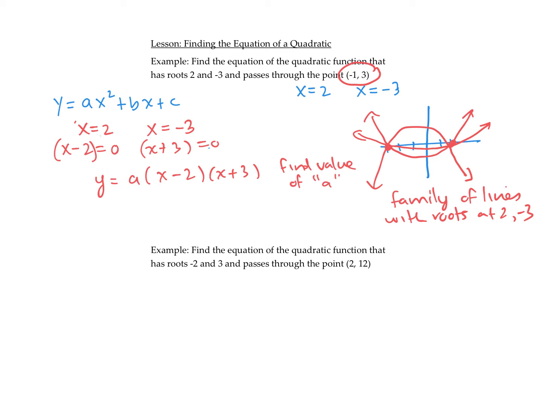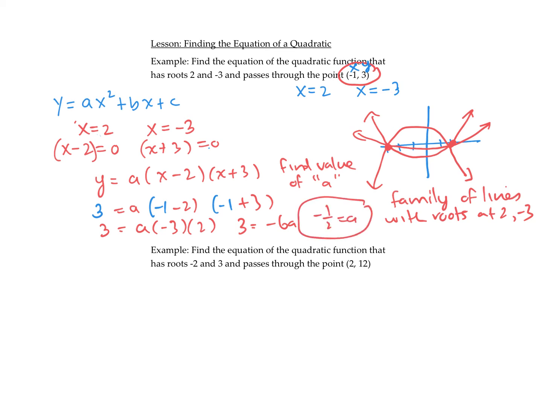So since I've been given x and y, 3 goes in for the y, and -1 goes in for the x's. So I'm substituting in the point -1, 3. -1 goes in for the x, 3 goes in for the y, and we're going to solve for a. So this bracket equals -3, this bracket equals 2. So we get 3 equals -6a. So a is going to be 3 over -6, or -1/2.